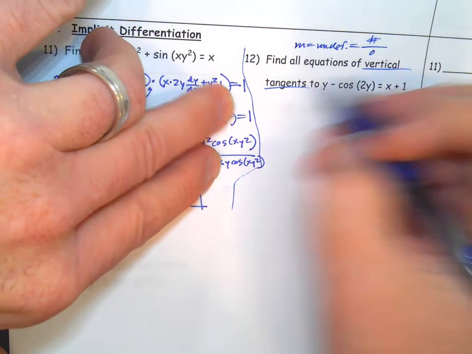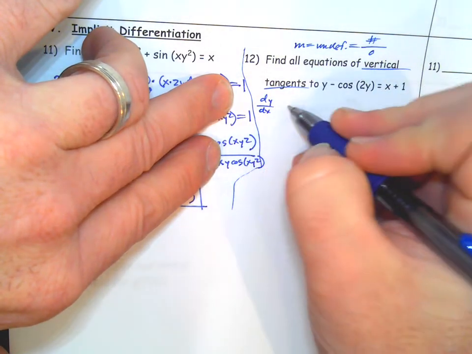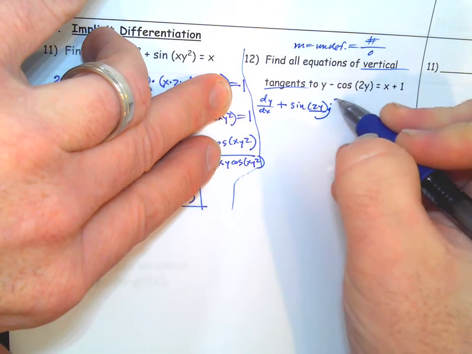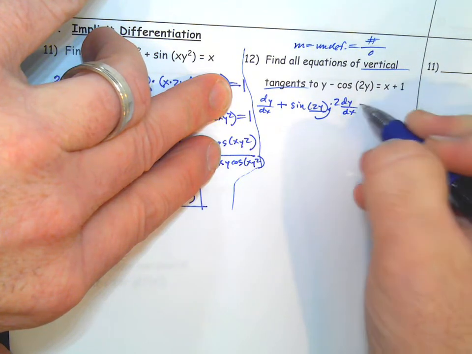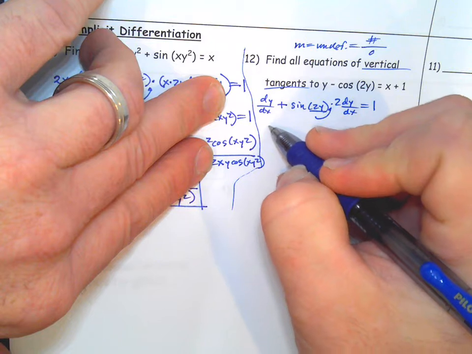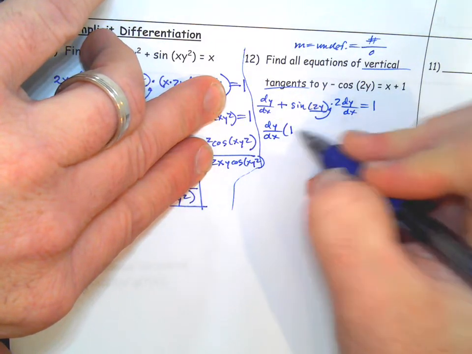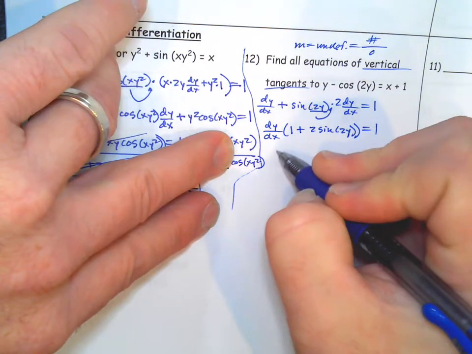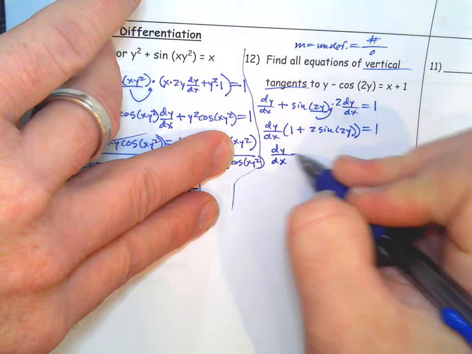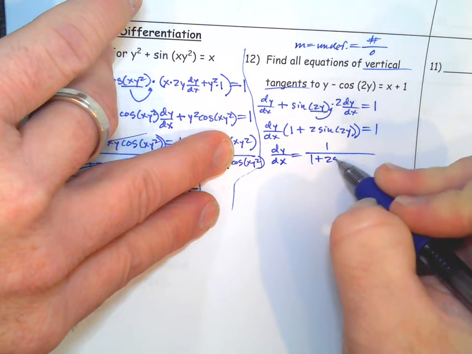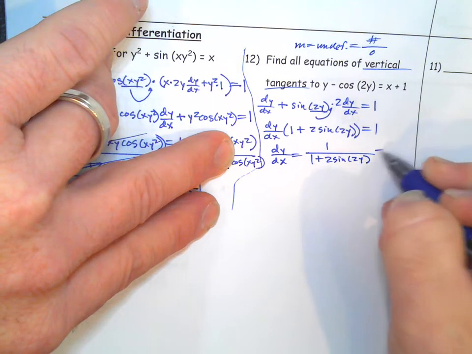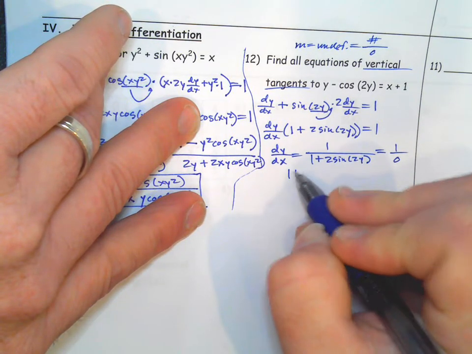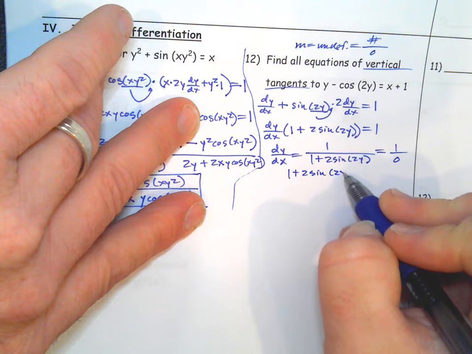So we need to take the derivative. dy dx plus sine 2y times 2 dy dx equals 1. I'm going to factor the dy dx out. 1 plus 2 sine 2y. And then finish solving for dy dx. And so that equals undefined, which is going to be 1 over 0, right? So it's the bottom specifically that's going to give us the answers.